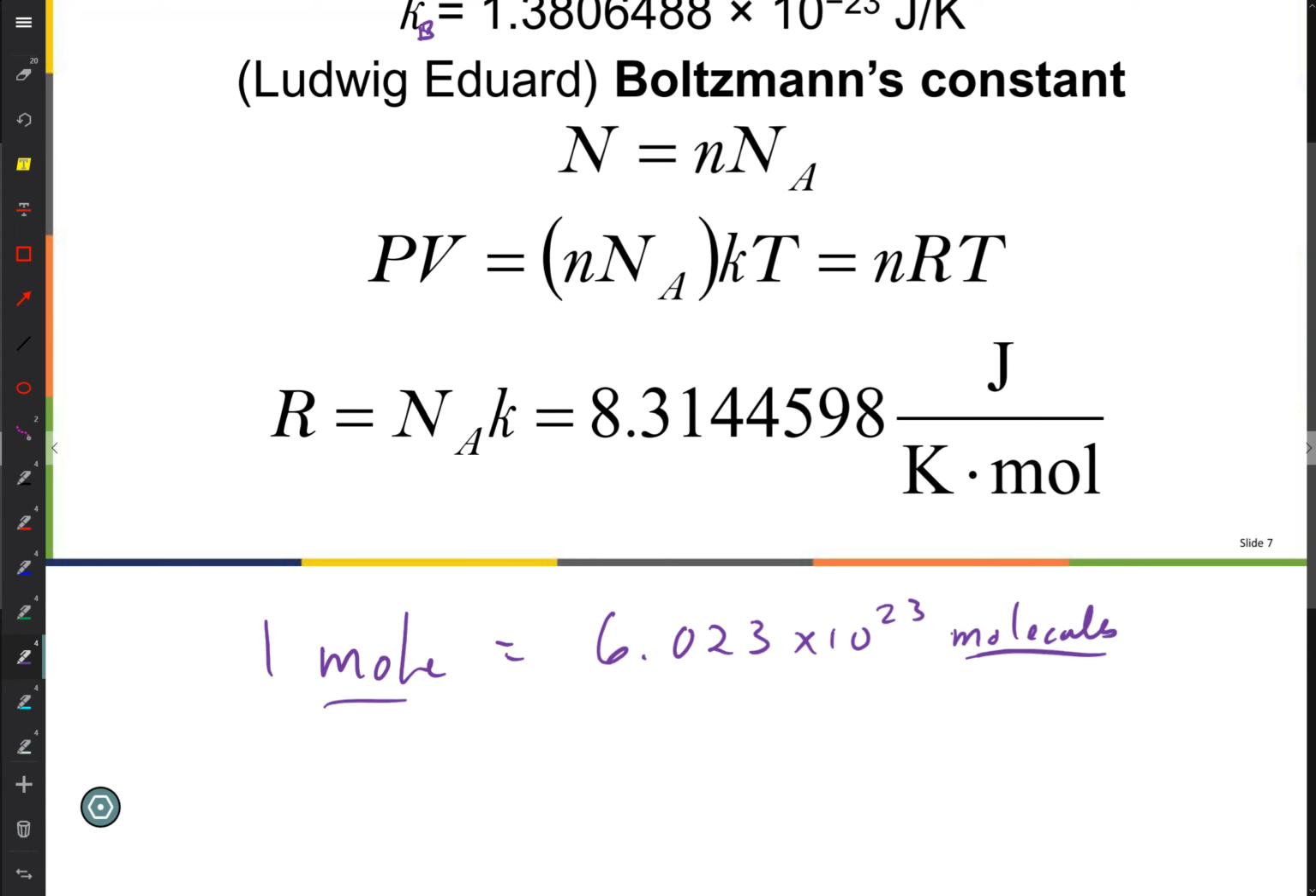And you guys weren't here when Dr. Friedline was teaching, but he had all kinds of visual aids, a little mole hat that he would wear.